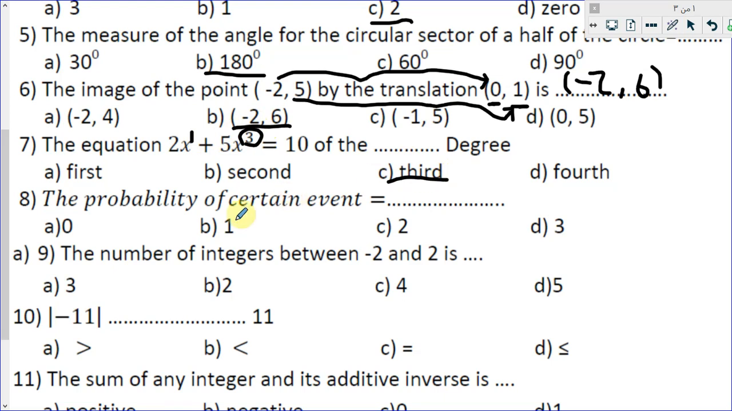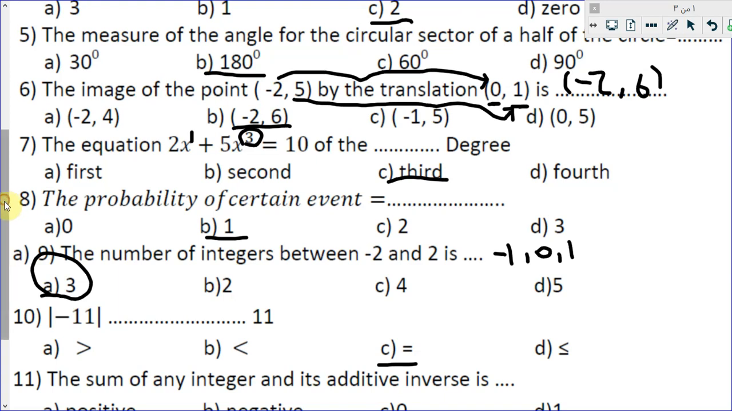The probability of a certain event, we know that it equals 1, but the probability of an impossible event is 0. Okay. The number of integers between -2 and 2, what is the number after -2? We have -1, 0, and 1. They are 3 integers. Okay, 3 integers. The absolute value of -11 or 11. The absolute value of -11 will be 11, so they are equal.